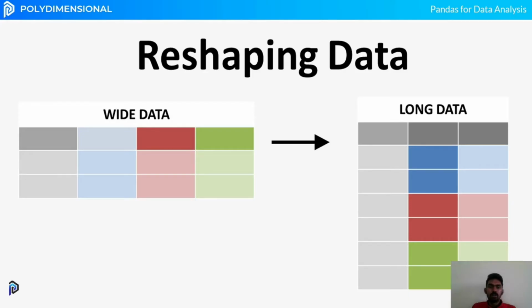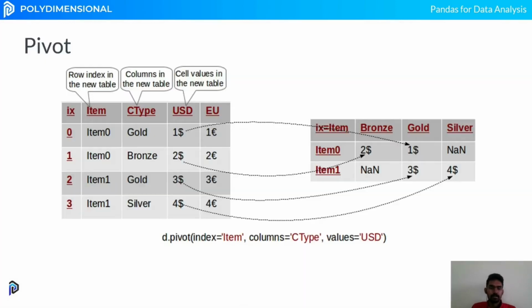Various functions reshape the data as we require. Either we can increase the number of rows or increase the number of columns. It is very essential and it can give you a lot of information about the data. So let's look into the various functions we can use to reshape our data. The first one we are going to look at is pivot.